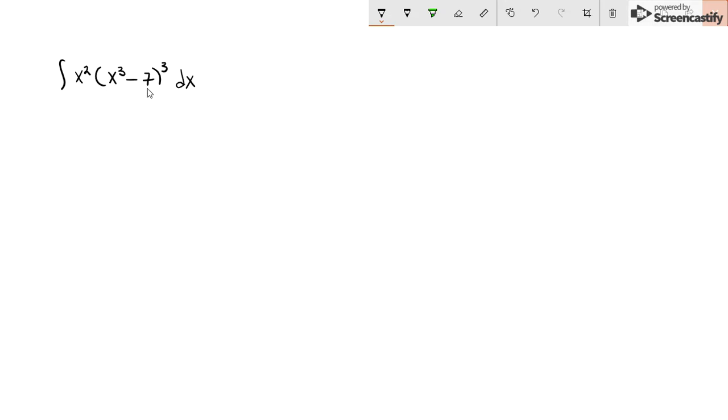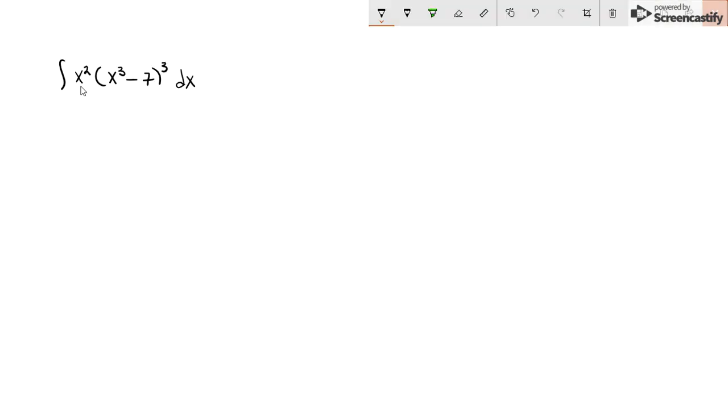To take the integral of this, it would be really complicated to FOIL this out 3 times and then multiply it all by x squared. You could do that, but it could take you forever. So instead, we use something called the U substitution, which works more often than not.